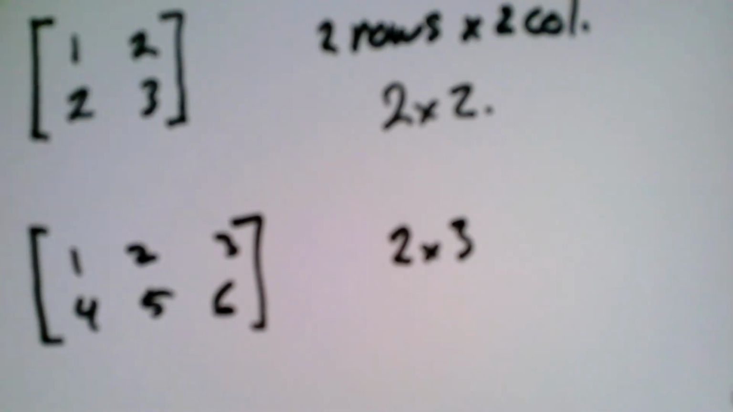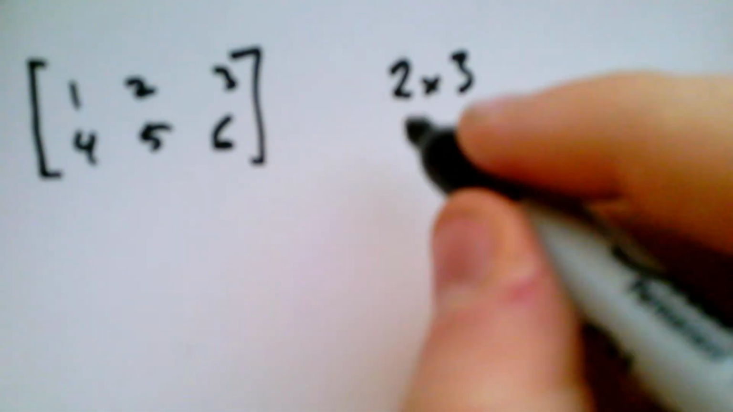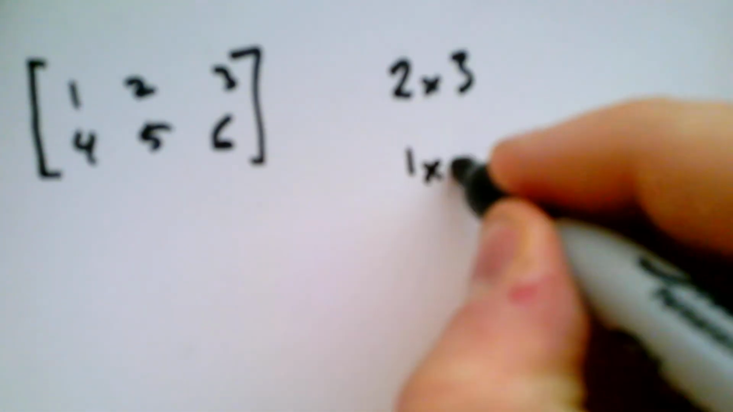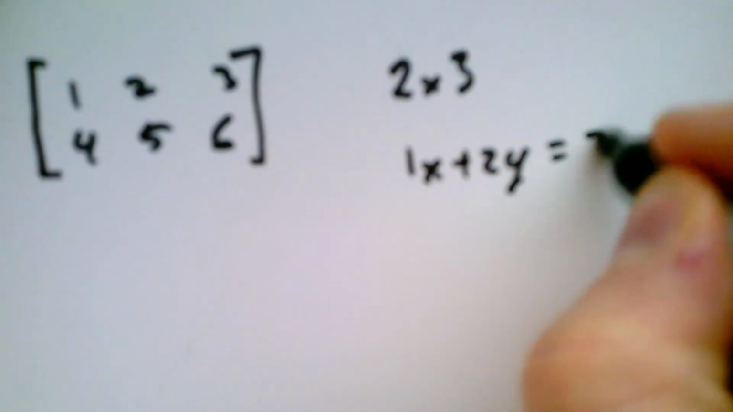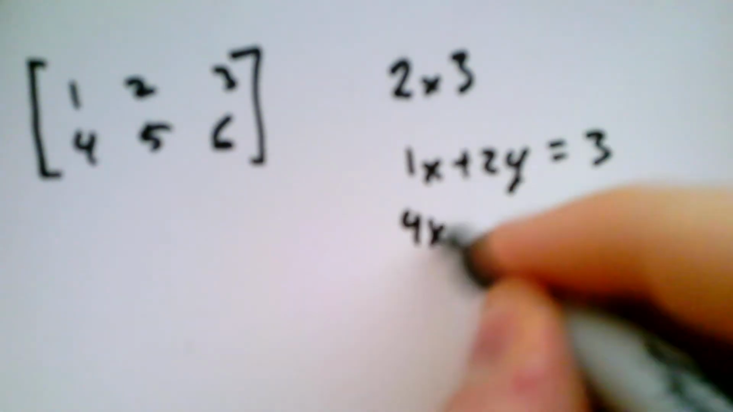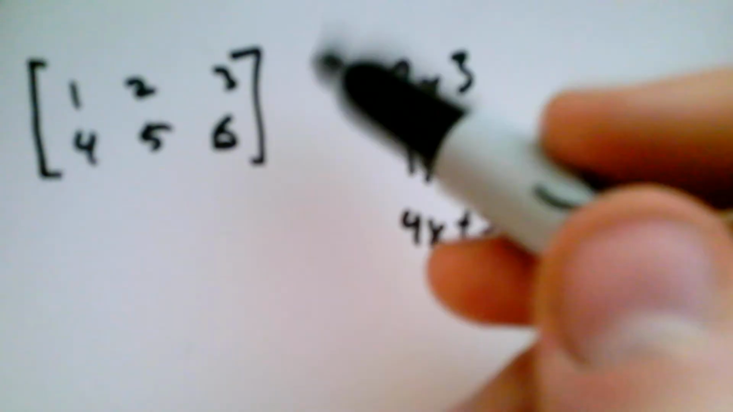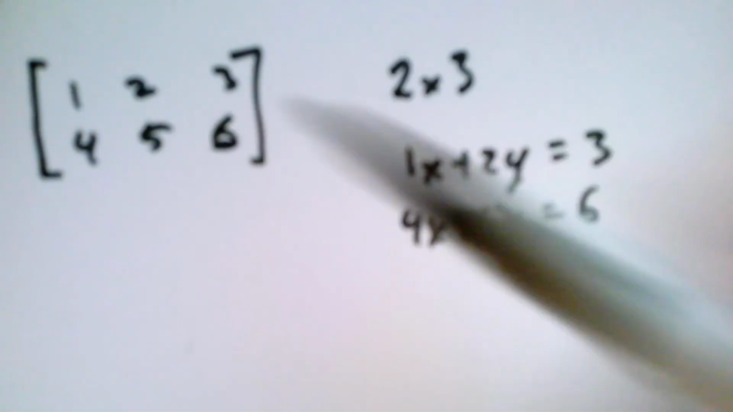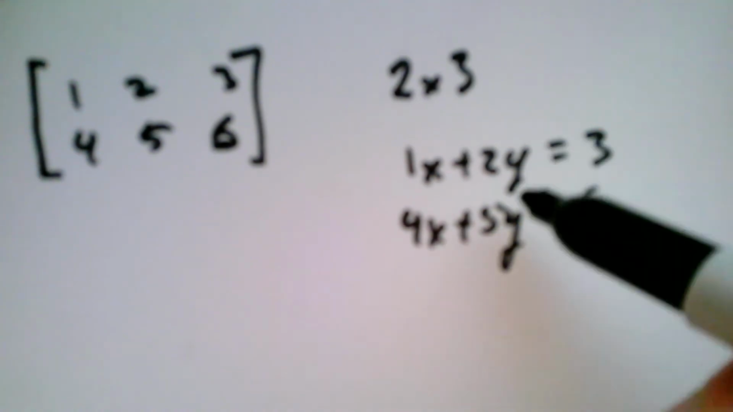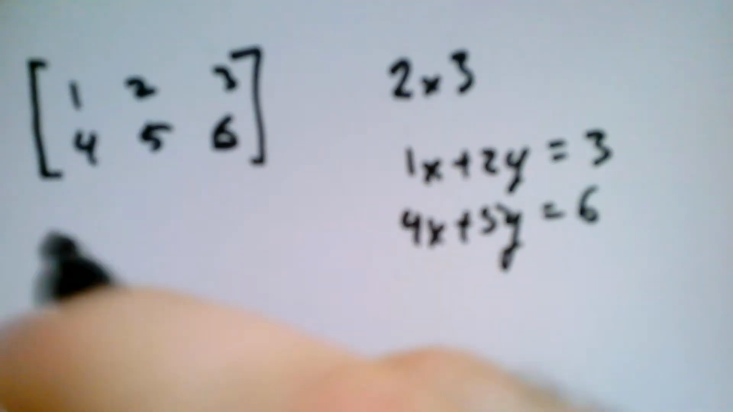Now, we already talked about row reducing a matrix, so we can use row reduction to find solutions to equations. For example, if this were representing a system of equations, it would be 1x plus 2y equals 3, 4x plus 5y equals 6, and row reducing this matrix will find the point where these two lines intersect each other. We'll do that now.